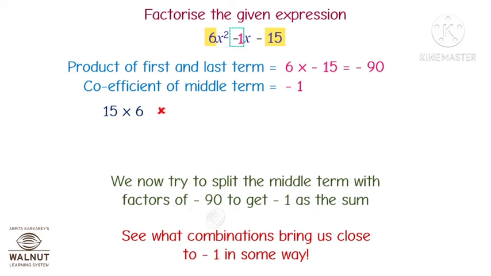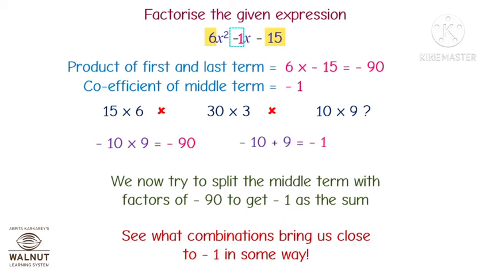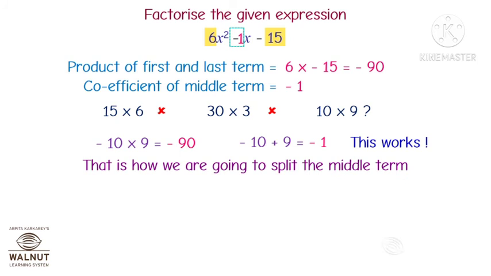15 into 6 is not an option. 30 into 3 is not an option. 10 into 9 can be an option. Let's see. Minus 10 into 9 is equal to minus 90. And minus 10 plus 9 is equal to minus 1. This works. That is how we are going to split the middle term.